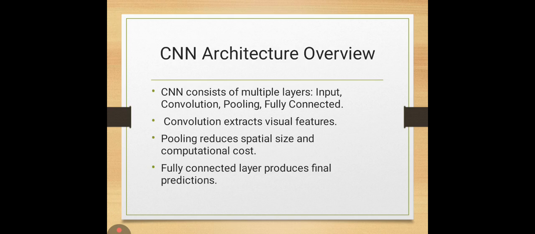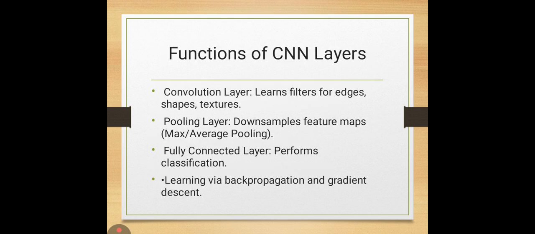Next we are going to see the CNN architecture overview. Let us now look at the basic architecture of a CNN. A CNN consists of the following layers: input layer, convolutional layer, pooling layer, and fully connected layer. Each layer has a specific function in processing image data.